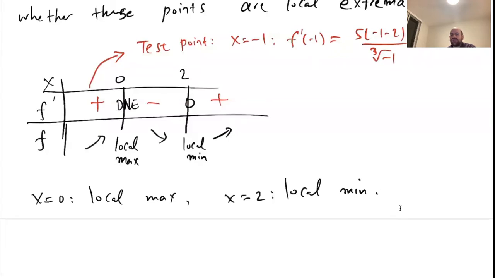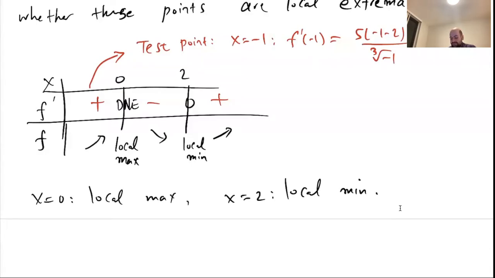Could we use the second derivative test by any chance here? Second derivative test, there was a condition for it. F double prime of a must exist. If you want to check whether x equals a is a local extremum, f double prime of a must exist. But here at 0, even f prime of 0 does not exist. So therefore, f double prime of 0 does not exist for sure either.